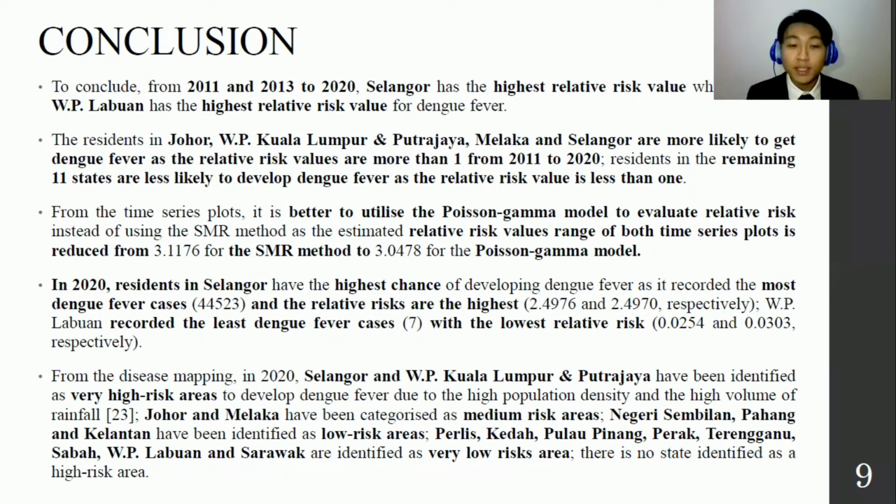And from the disease mapping in 2020, Selangor, KL, and Putrajaya have been identified as very high-risk areas to develop dengue fever due to the high population density and high volume of rainfall. Johor and Malacca have been categorized as medium-risk areas. Negeri Sembilan, Pahang, and Kelantan have been identified as low-risk areas. Perlis, Kedah, Pulau Pinang, Perak, Terengganu, Sabah, Labuan, and Sarawak are identified as very low-risk areas, and there is no state identified as a high-risk area.